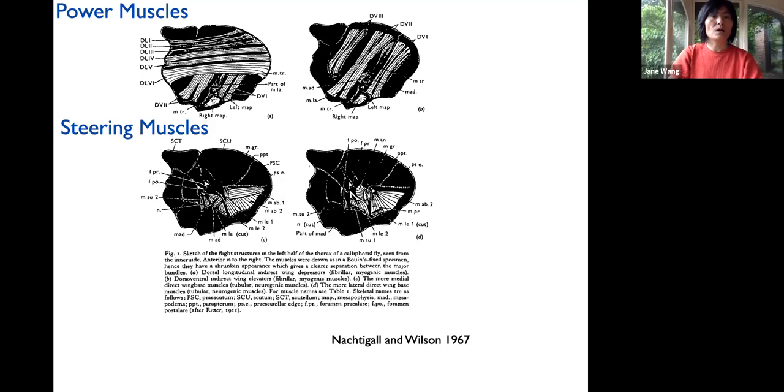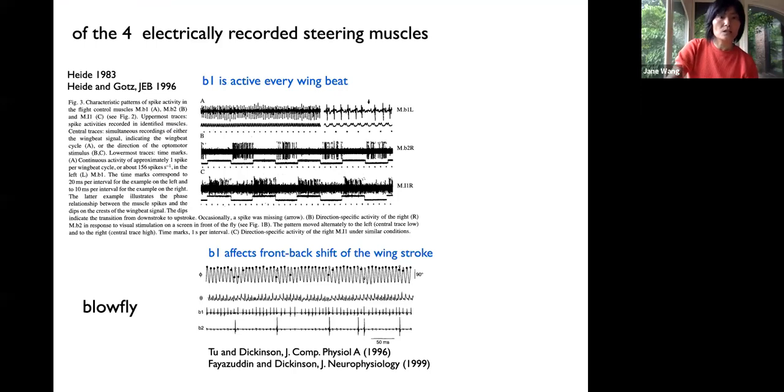Okay, so the B1 muscle I was referring to is one of many of these muscles. I started looking at the literature; I didn't know B1 at all, I just looked at the literature about fly muscles. One of the earlier papers that talked about B1 and brought this to our attention is earlier work where people directly recorded the neural activity of four of those dozen steering muscles. And one of the things Heide noticed immediately was that, of these four muscles, one behaves rather unusually. That is, it fires every wing beat.